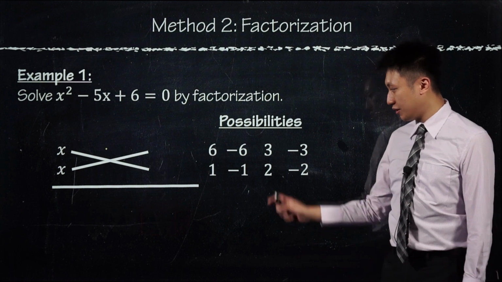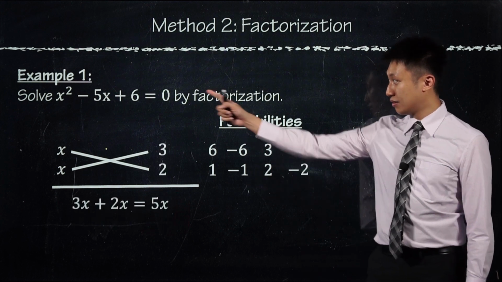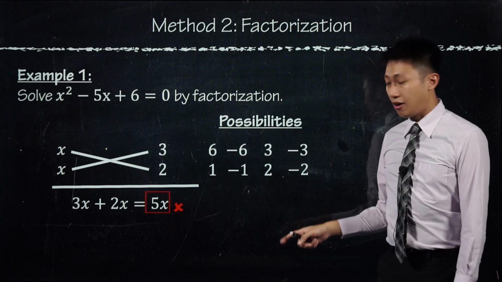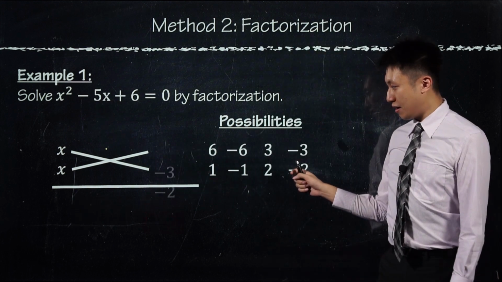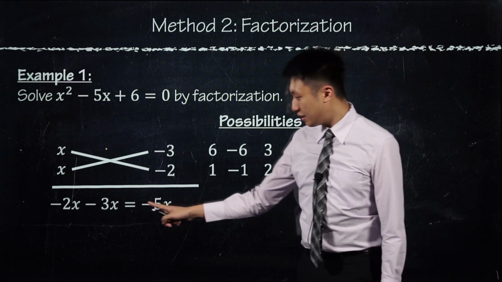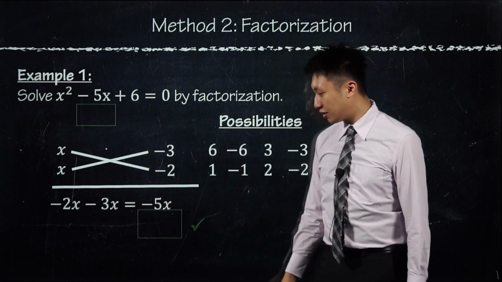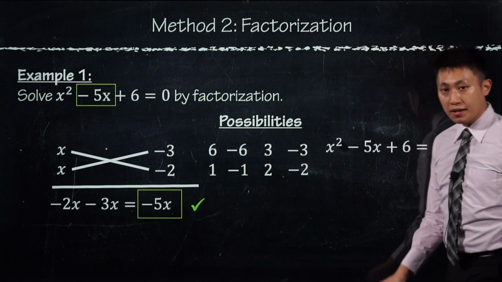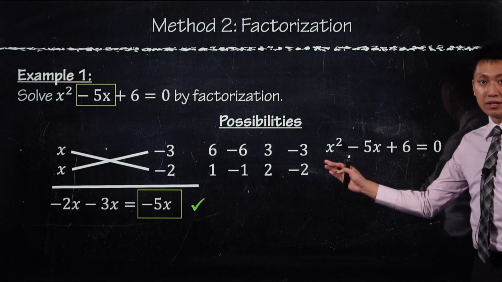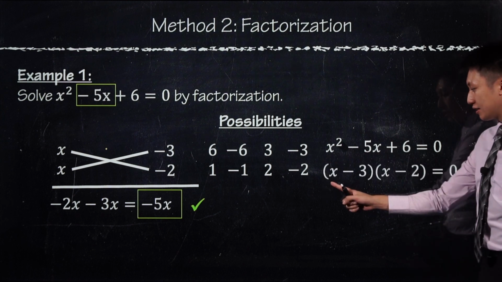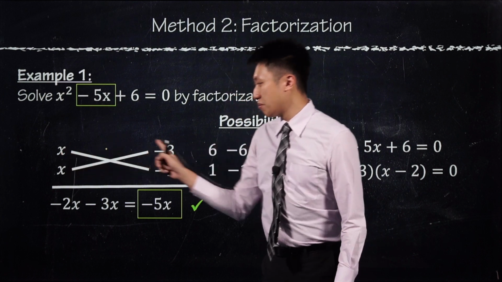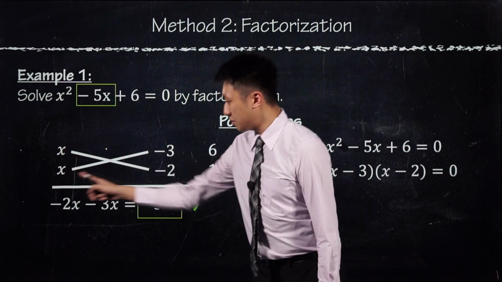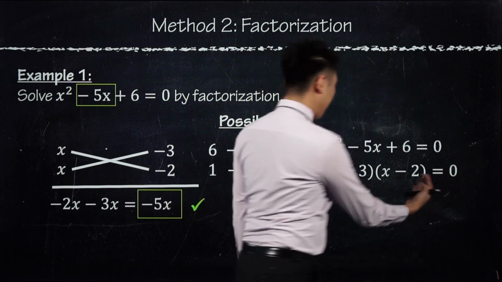Then I move on to the next one. 5x, negative 5x, very close, but it's still wrong. Okay, last one. I go for this, then I go for this. Eventually I get negative 5x. So this is the correct one. Then what do I have? I write the original one is equal to x minus 3, multiplied by x minus 2. Then you write in this way.